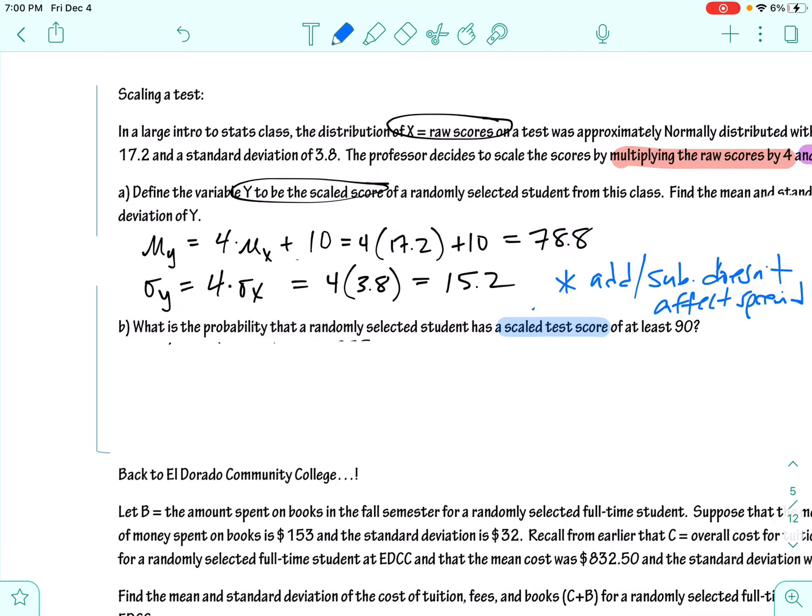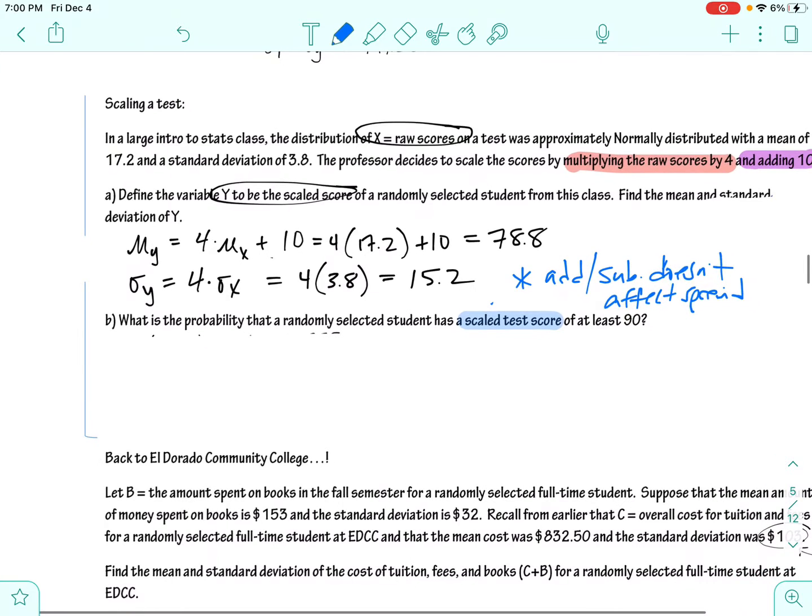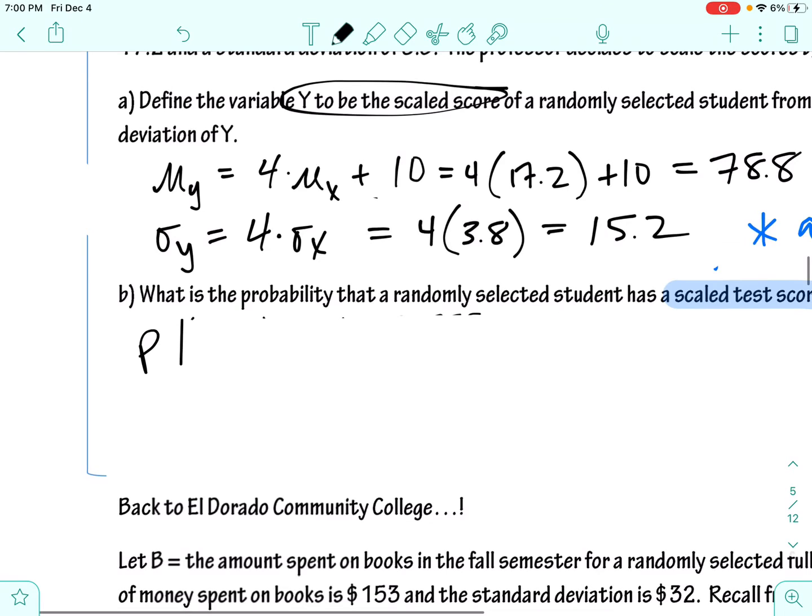What's the probability a randomly selected student has a scaled test score of at least 90? Up here in the wording of the question, I kind of skipped over this because we're going to get to it in letter B. It does say it's normally distributed. As you know, whenever you see that in the wording of your question, that's really, really important. That gives you a huge clue. You're probably going to be using some sort of z-score, Table A, etc. So I'm going to rewrite this. I'm going to say the probability that y is at least 90. Remember, the y is the scaled score, the x is the raw score.